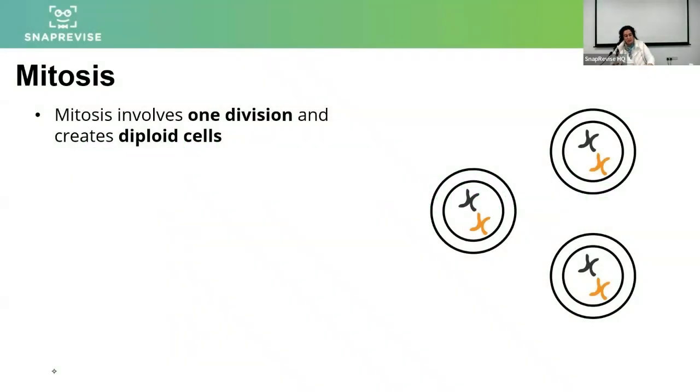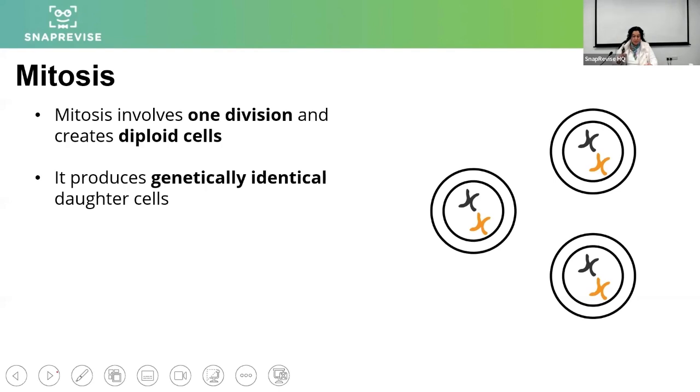So let's first of all define mitosis. And what are the features about mitosis that we have to know? Mitosis is actually just one cell division. You'll see that this contrasts later with meiosis. And it produces genetically identical daughter cells. That also contrasts with meiosis in a minute and will be really clear.